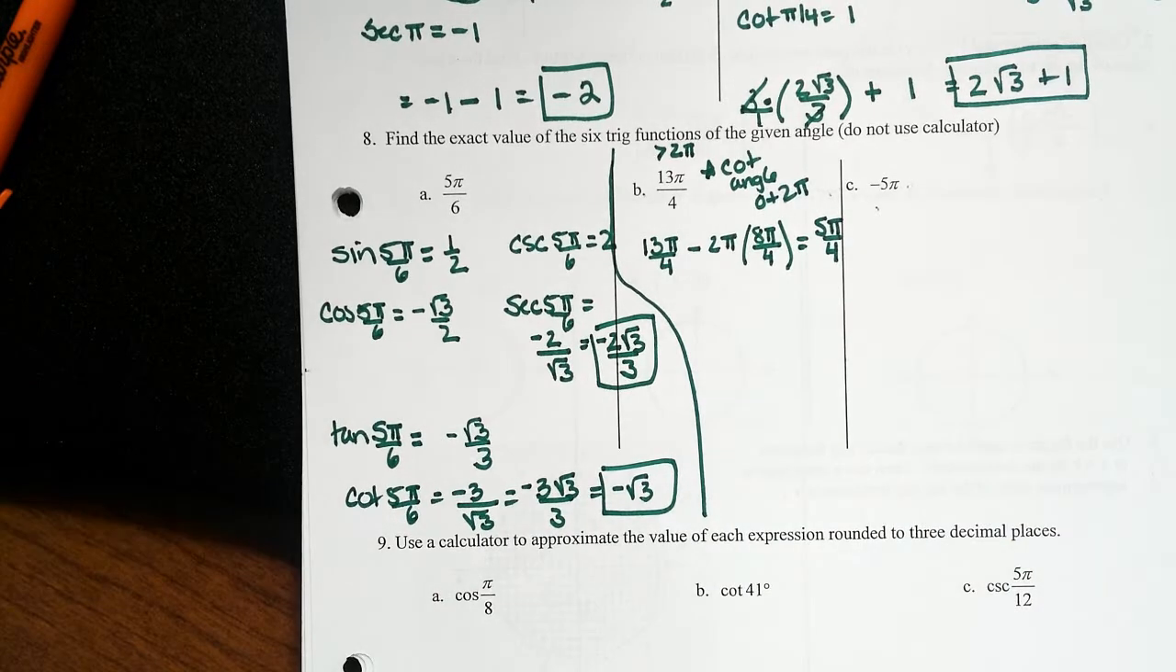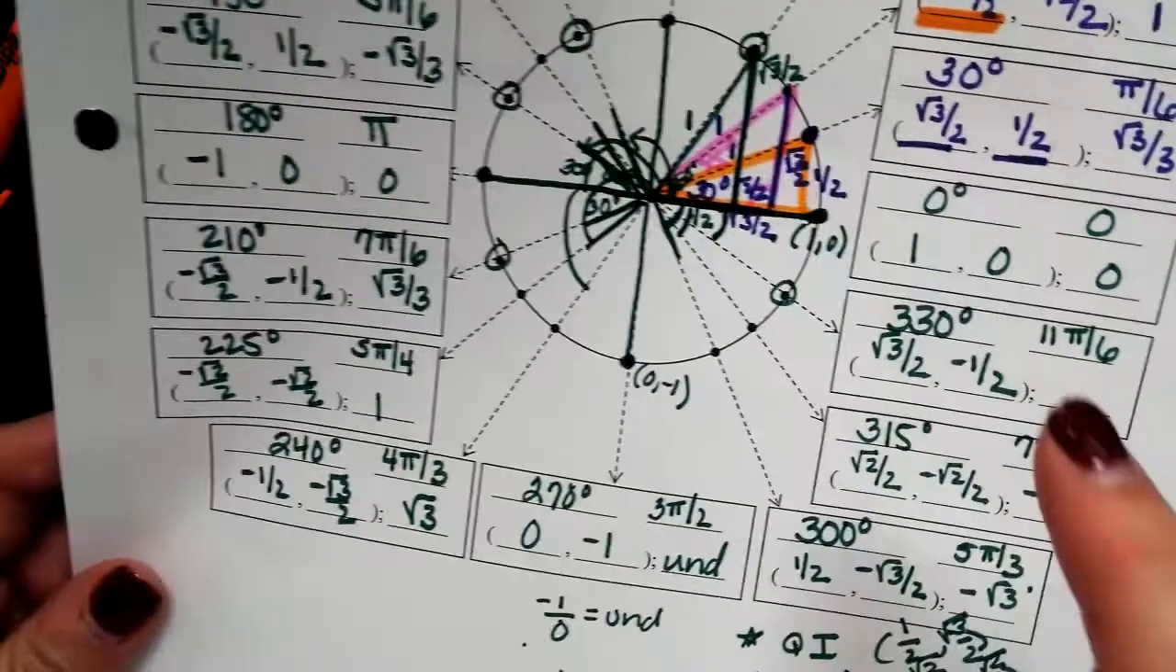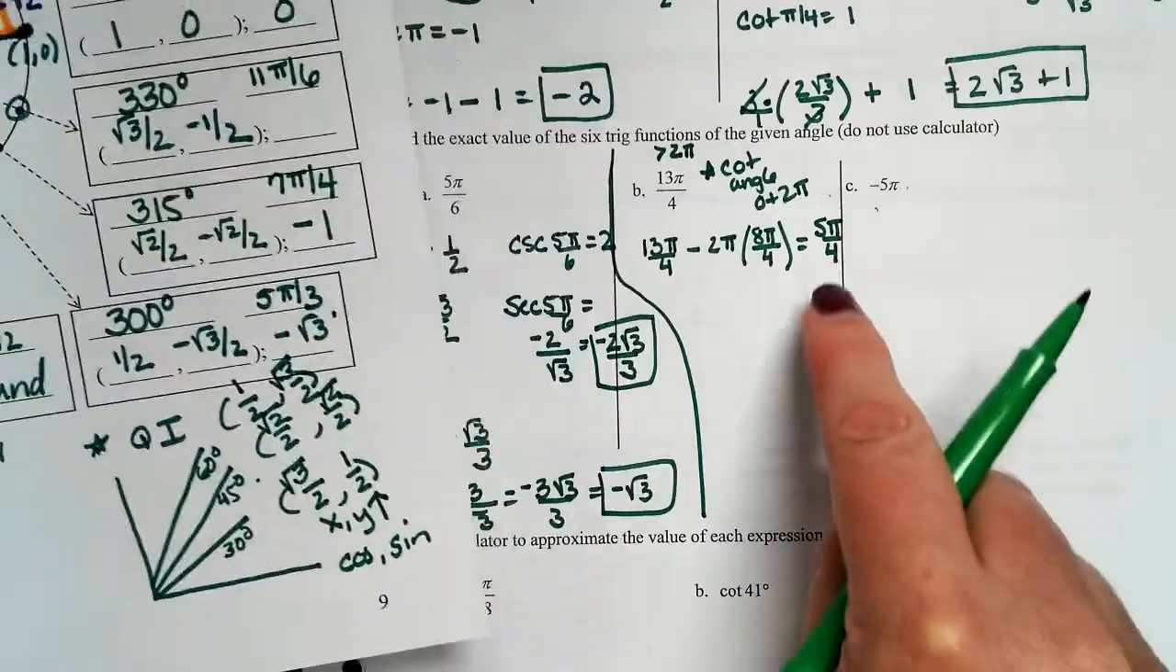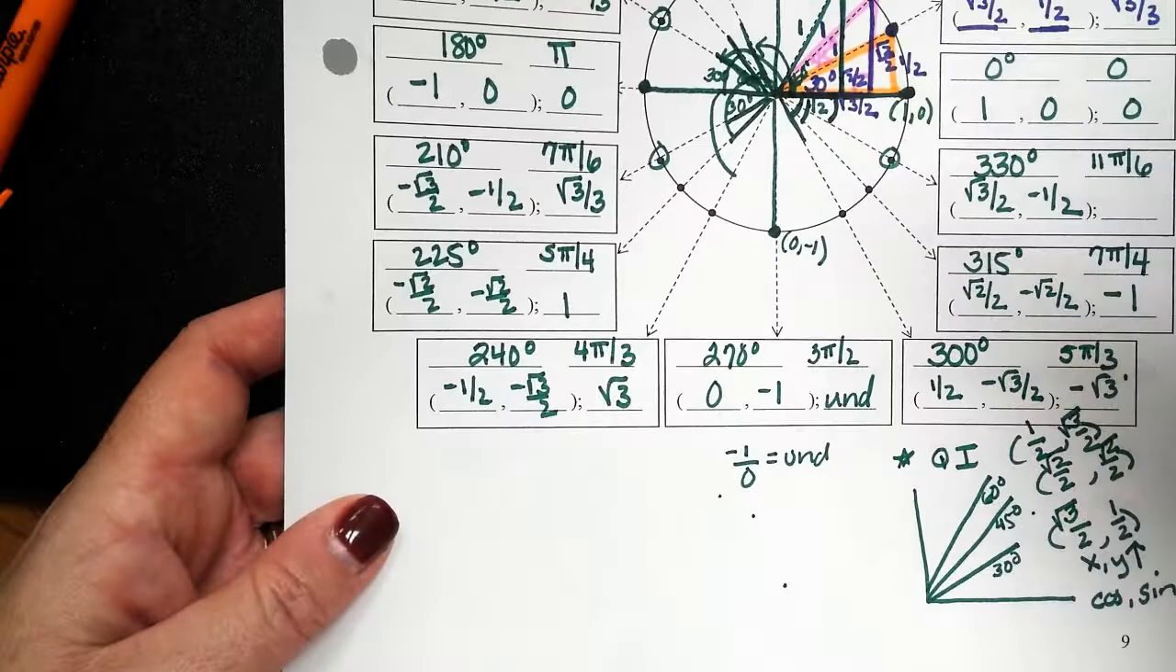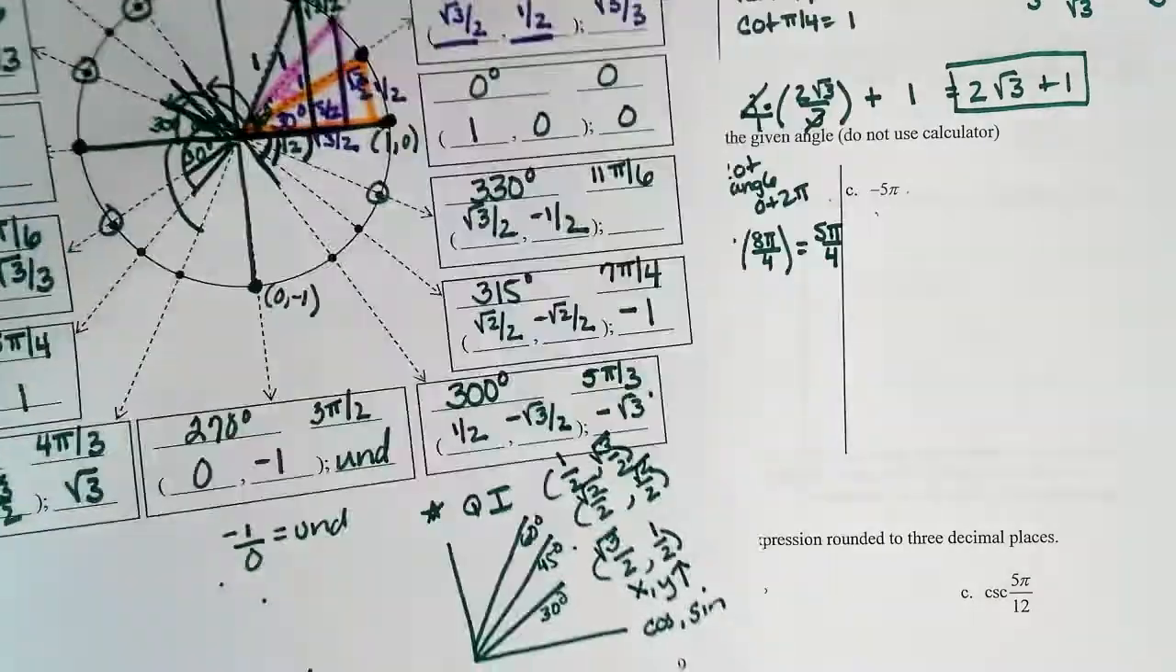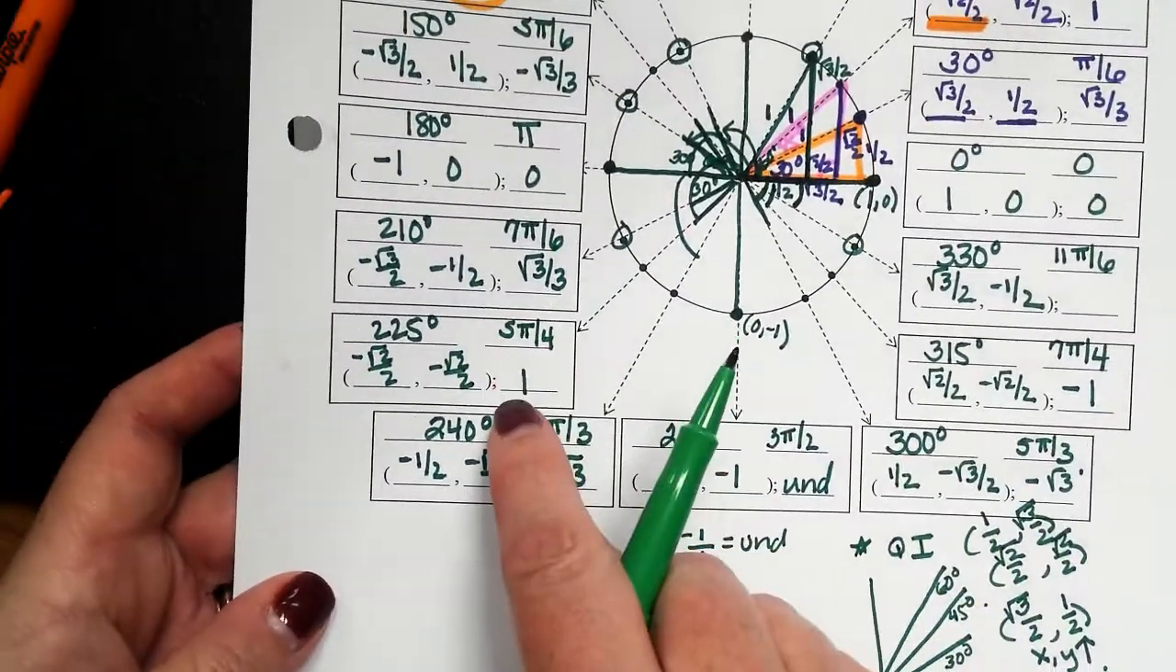So what happens is 13 pi over 4 ends up having the terminal side at exactly the same place as 5 pi over 4, down here in quadrant 3.